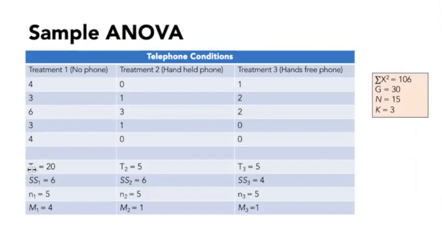Now, treatment 1, so T1 has a score of 20. So this 20 has been derived like this. 4 plus 3 is 7. 7 plus 6 is 13. 13 plus 3 is 16. 16 plus 4 is 20. So T1 is 20. Here T2 is 5. So 1 plus 3 plus 1 is 5. T3 is 1 plus 2 plus 2, that is once again 5. So sum of squares for the first group is 6.